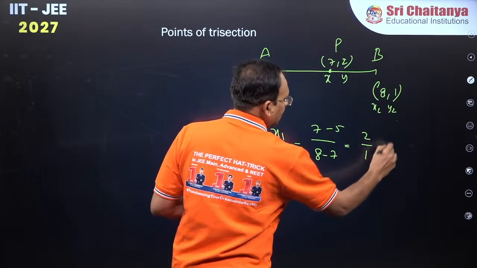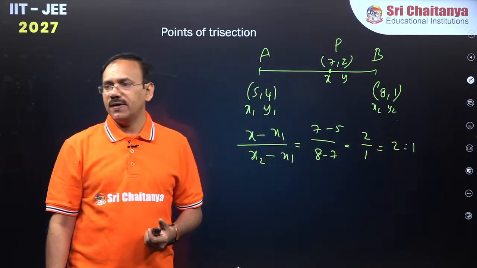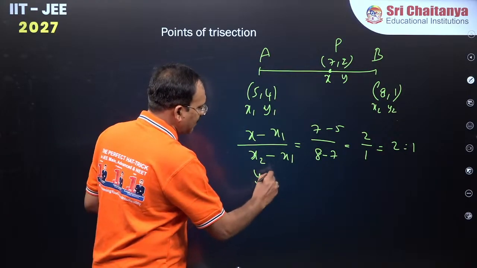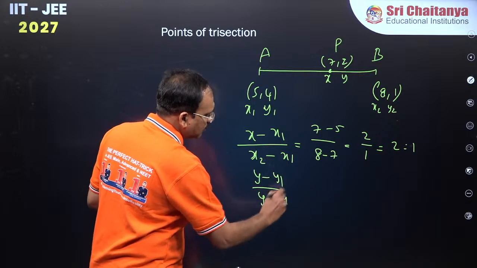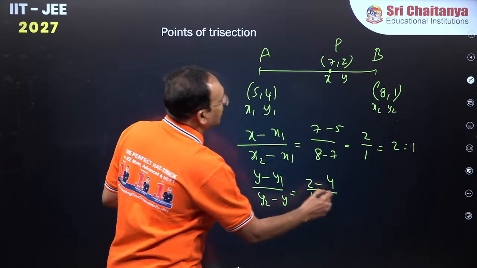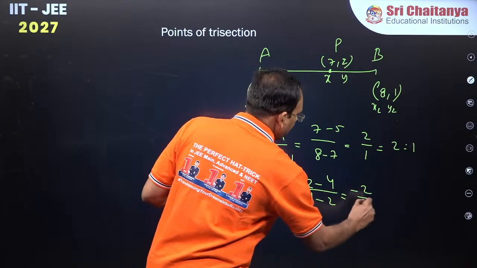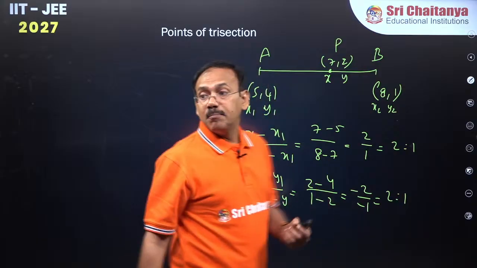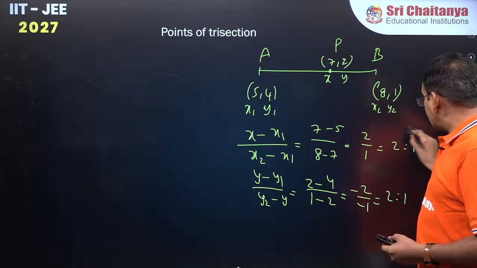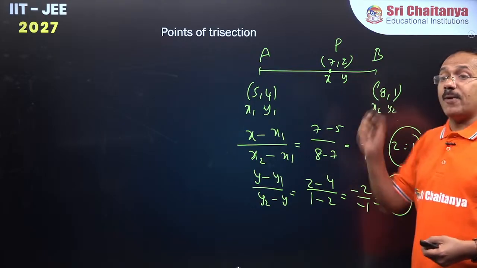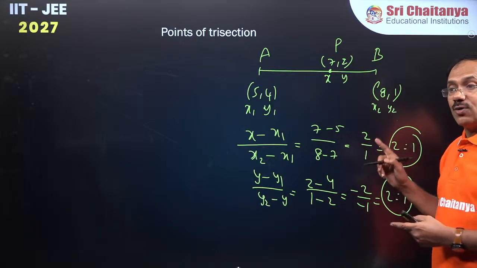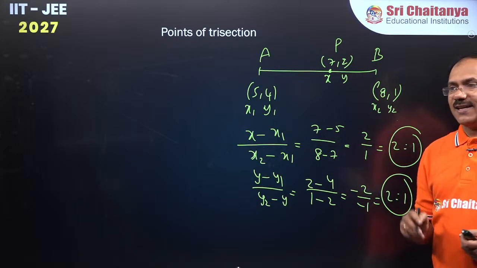This is 2 by 1. Interestingly, 2 is to 1. Another important point, guys: if you apply y minus y1 by y2 minus y also, you will get the same ratio, which is minus 2 by minus 1, which is again 2 is to 1. But here one important point is, if this ratio is positive, the given point is dividing AB internally. If the ratio is negative, the given point is going to divide externally, right?